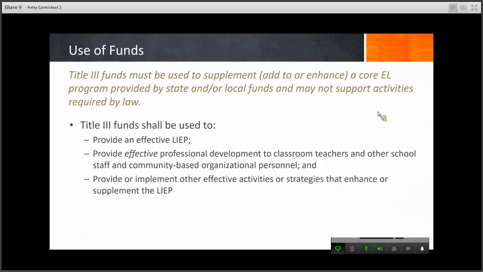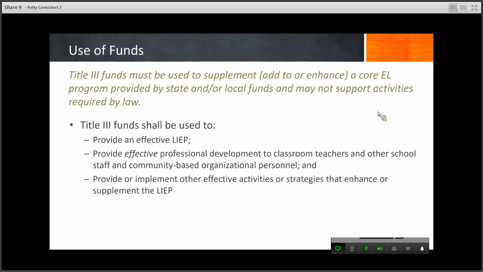So the law specifically states that Title III funds must help districts or eligible entities provide an effective LIEP, which is a language instruction educational program. The funds must provide effective professional development to classroom teachers and other school staff or community-based organizational personnel.